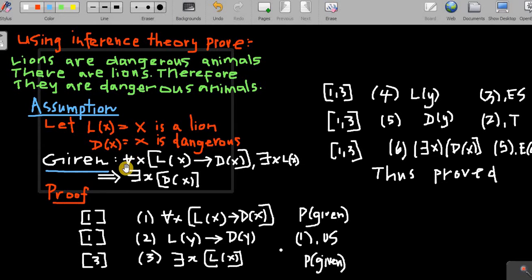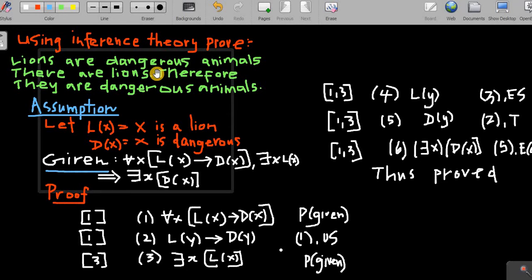There are two types of quantifiers: for all and there exists. These can also be introduced. So let us give a logical framework for the given argument. Lions are dangerous animals, so lions are a very important point that we have to note. Dangerous is another important point here. These two act as the heart of this argument.